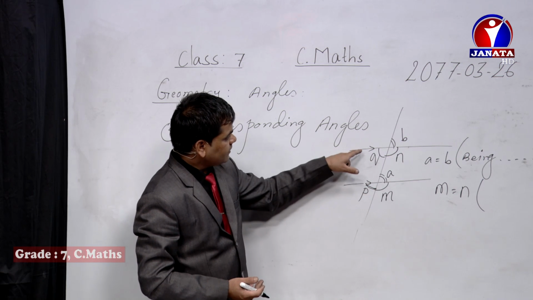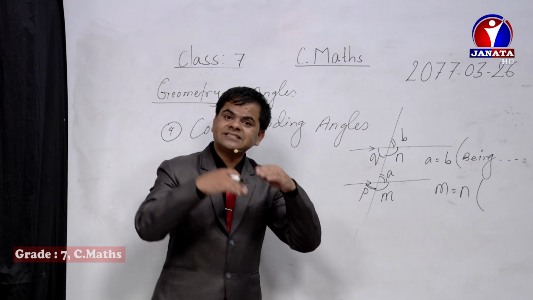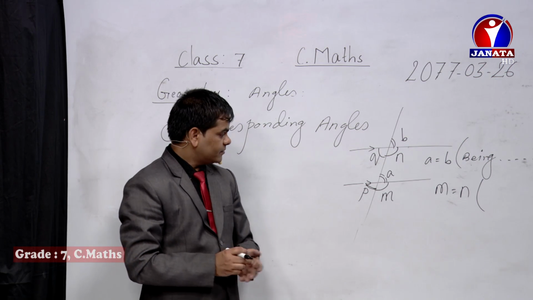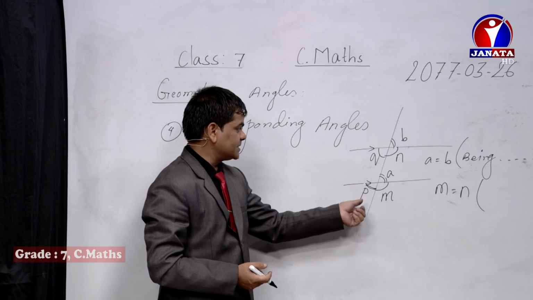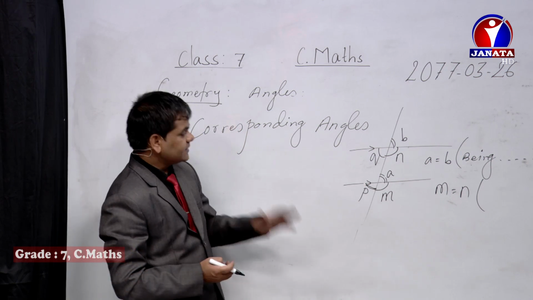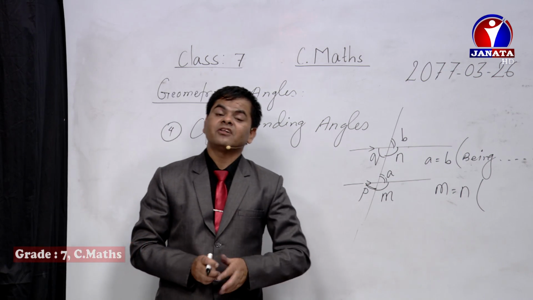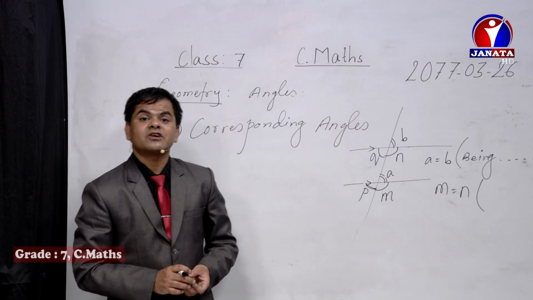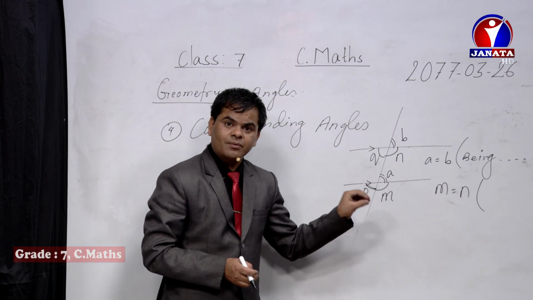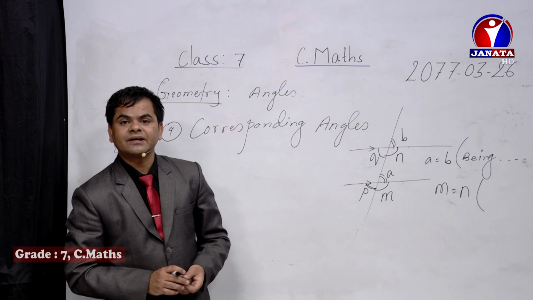And another, from the hands point of view, either left hand or right hand, if you see, then both should be on the same hand side. At that time, that type of angle relation is known as corresponding angle, and the property of corresponding angles is that they are equal to each other.